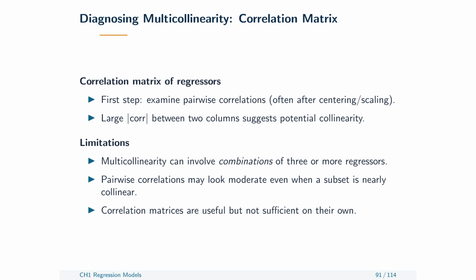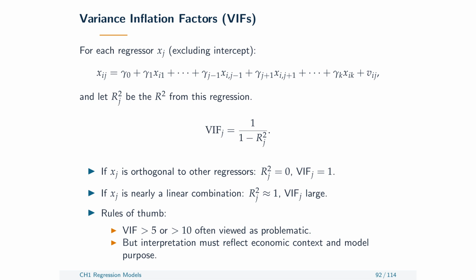A correlation matrix is a useful first screen. Large pairwise correlations reveal obvious overlap between two regressors. Its limitation is equally important. A variable can be nearly explained by a combination of 3 or more variables, even when no pairwise correlation appears extreme. Pairwise inspection is therefore a beginning, not a complete diagnosis.